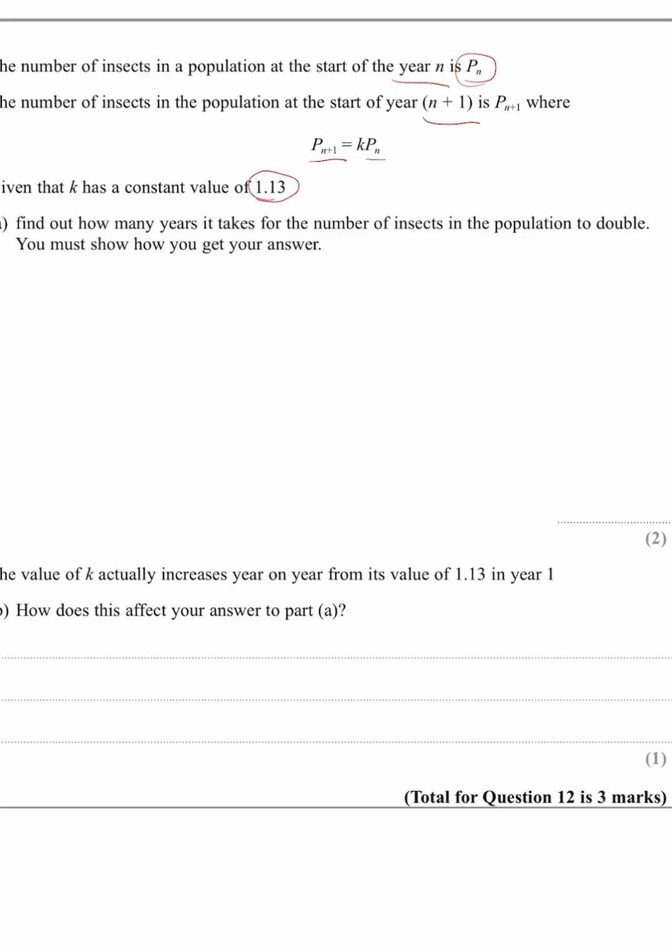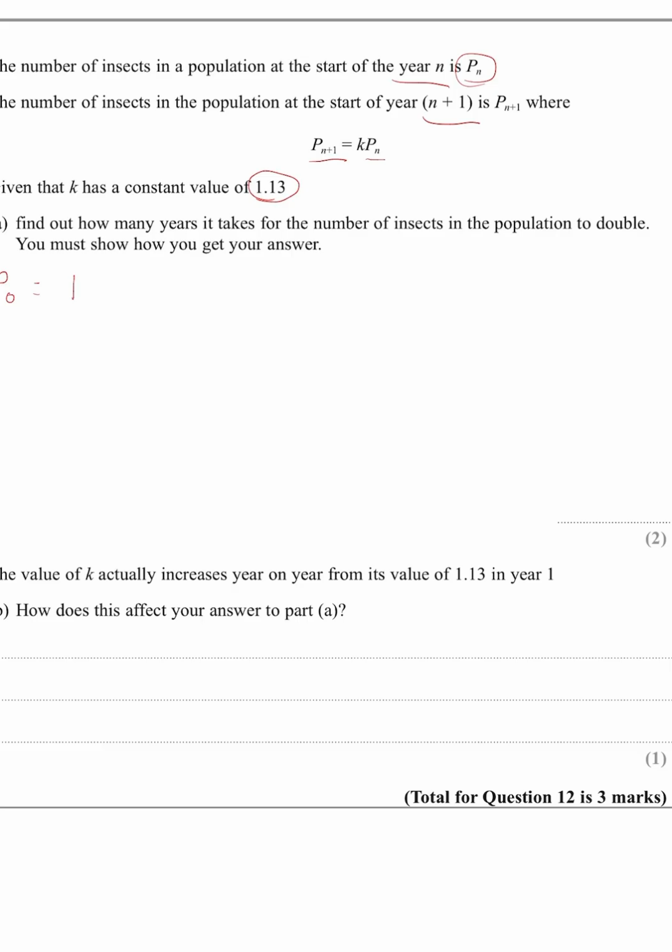In A, I'm asked to find how many years it takes to double the population. So here's how I'm going to do it. I'm going to start by choosing a starting point, P0. So 0 years, how many have been? There's loads of different choices, and I'm going to choose one that keeps it as simple as possible. I'm going to set it as 1.